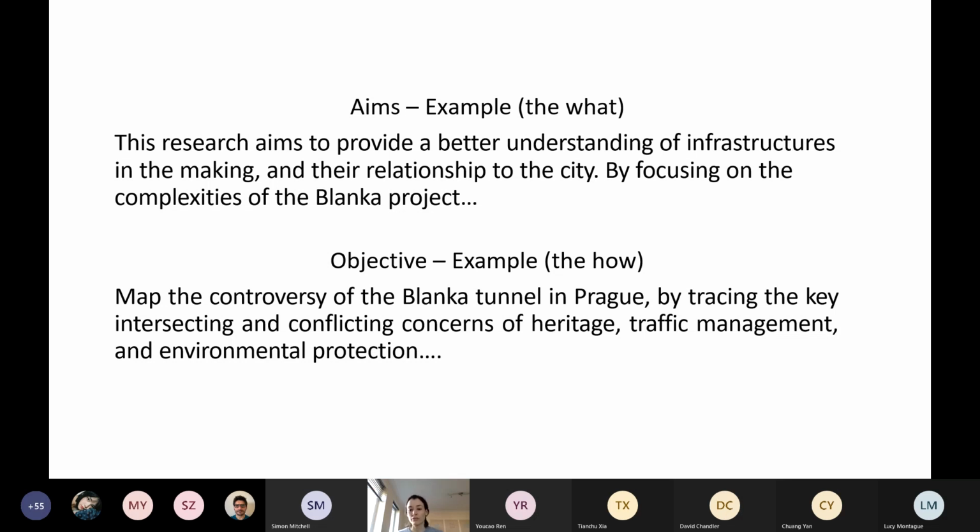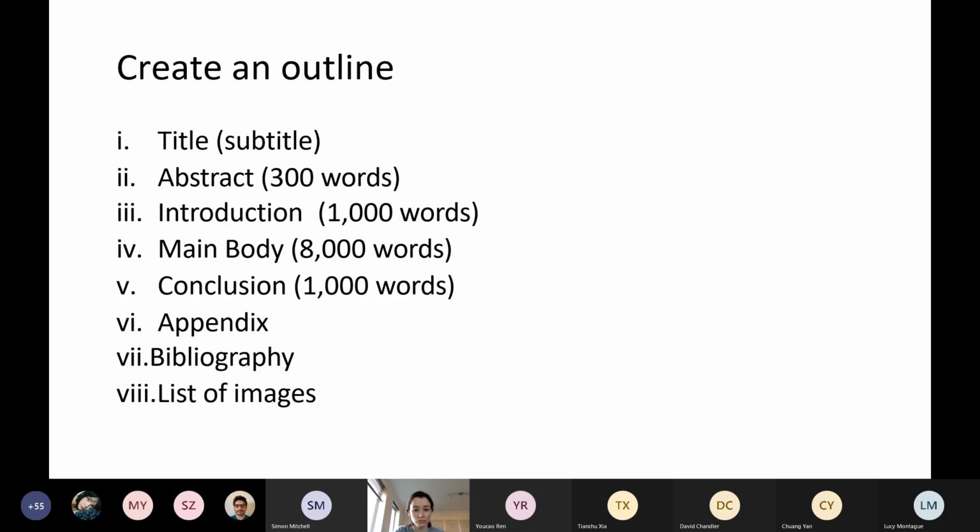Now, ideally, you would have 3 or 4 of these objectives, because these objectives unpack the larger aim, and they could then be answered within your empirical chapters. I would also suggest that you create an outline. So, as Yucha already said, the dissertation is about 10,000 words. You'll have about a 300-word abstract, 1,000 words in your introduction, 8,000 words in your main body, and 1,000 words in your conclusion. Then you also have appendices, bibliography, and list of images.